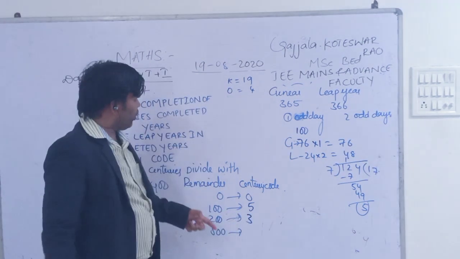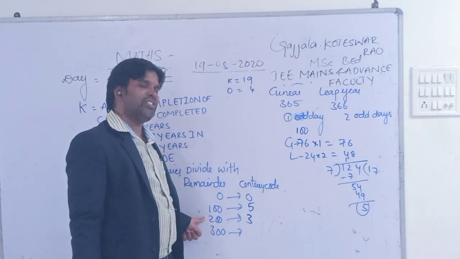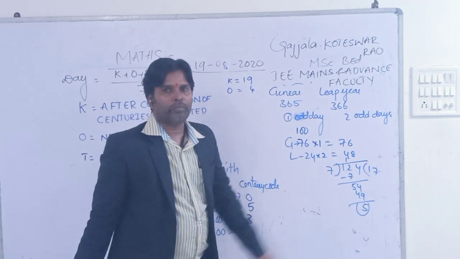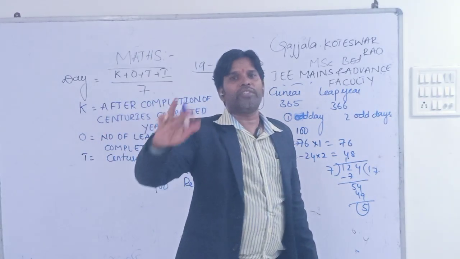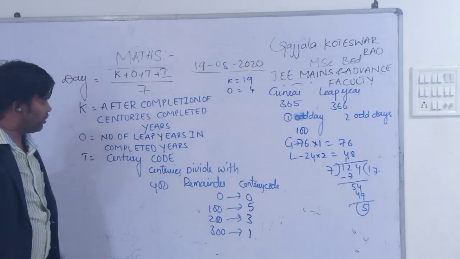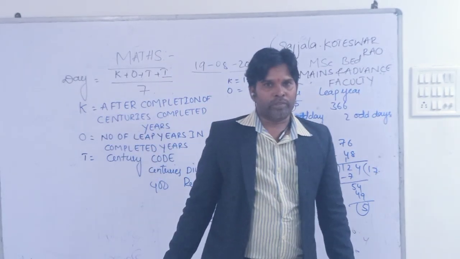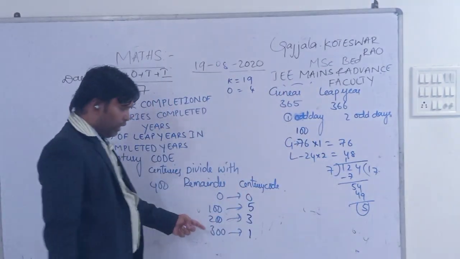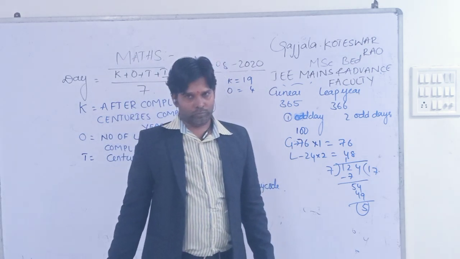That means whenever you divide by 400 and the remainder is 200, the century code will be considered as 3. And the next one, if the remainder is 300, 5 plus 5 plus 5 is 15, 7 twos are 14, only one odd day is remaining. So whenever the remainder is 300, the century code will be considered as 1.